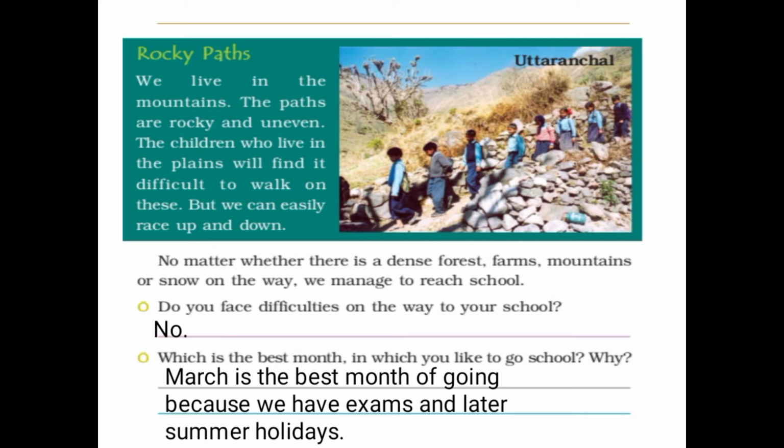Rocky paths. We live in the mountains, the paths are rocky and uneven. The children who live in the plains will find it difficult to walk on this, but we can easily race up and down. So in Uttaranchal, there are rocky paths through which children travel and reach their school. That is very rocky and uneven terrain. Children race up and down and go to school. No matter whether there is a dense forest, farms, mountains or snow on the way, we manage to reach the school. See, these children with all these difficulties manage to reach school.